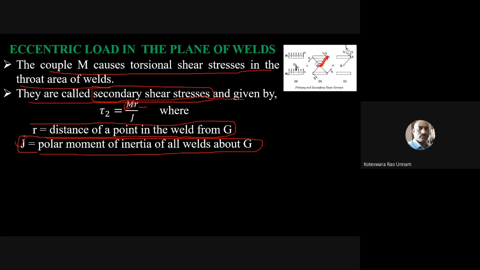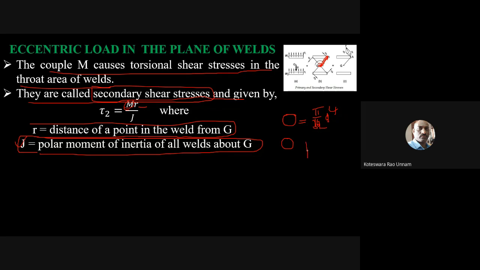So far we know the formulas for polar moment of inertia for a regular section. Suppose I have a solid circular section, for this I know the polar moment of inertia J is nothing but pi by 32 into d power 4, if it is a solid circular cross section. If it is hollow circular, I also know the formula: pi by 32 into d naught power 4 minus di power 4.